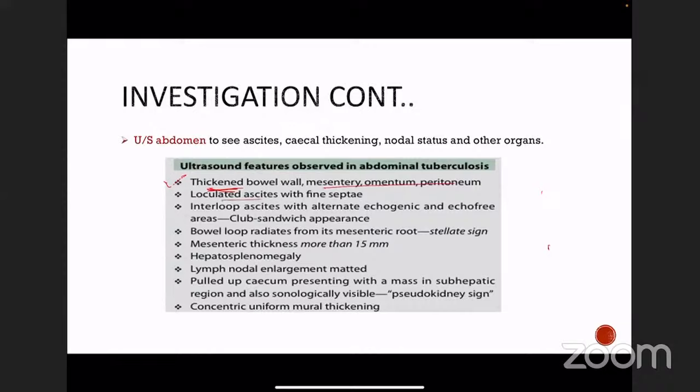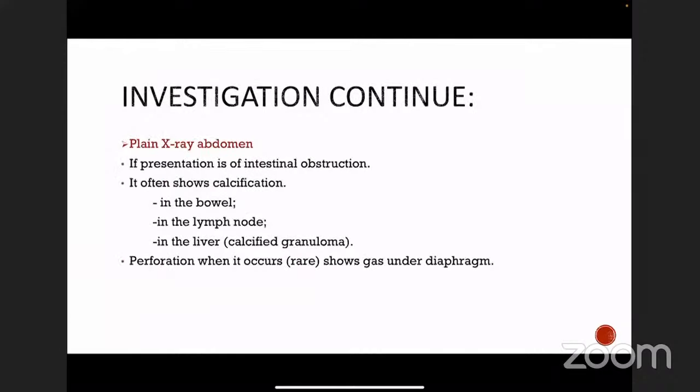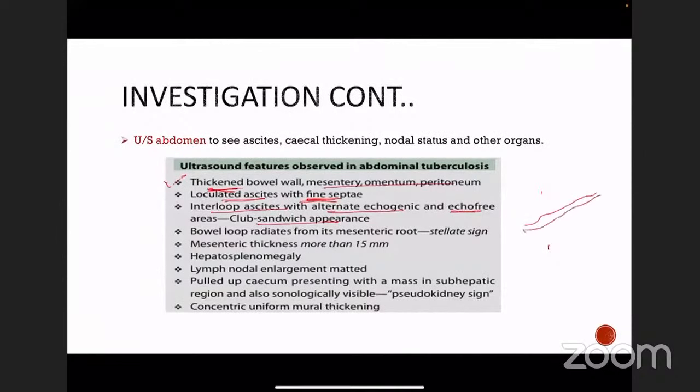There can be a loculated ascites with fine septas in between, or there can be a gross ascites. There can be interloop ascites with alternate echogenic and echo-free areas that will give a club sandwich appearance. Like this is the bowel, the intestine is going, this loop is passing through it. These dots are fluid. There is a fibrated septa between this bowel, adhering the bowels together. Here again, this is fluid. This is adhering bowel, two bowel loop adhesions. This will give a club sandwich appearance. Right? This is seen on the USG.